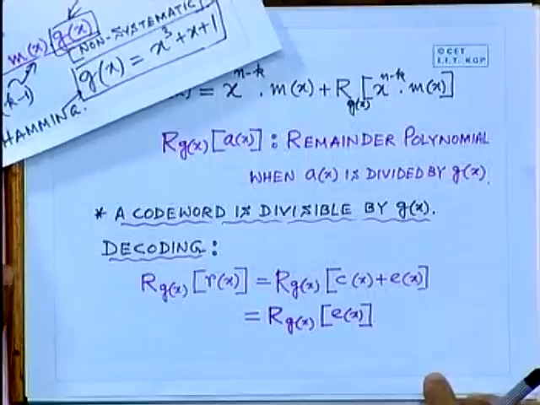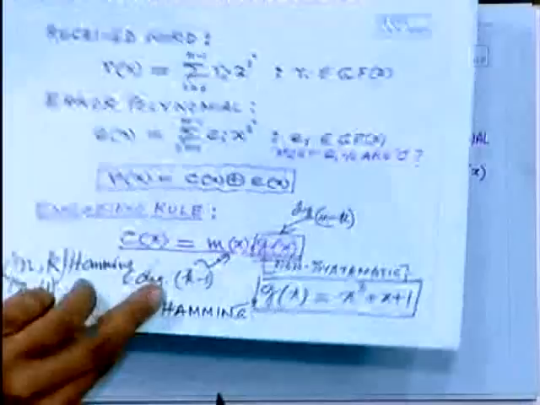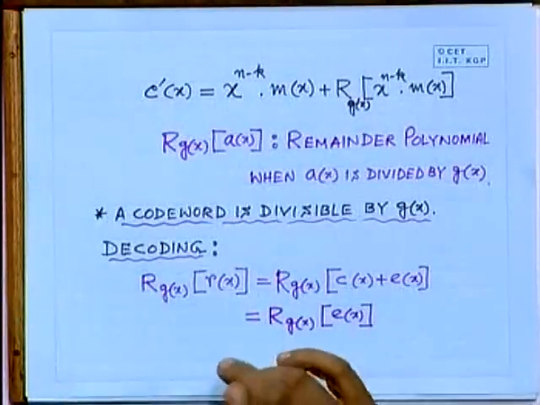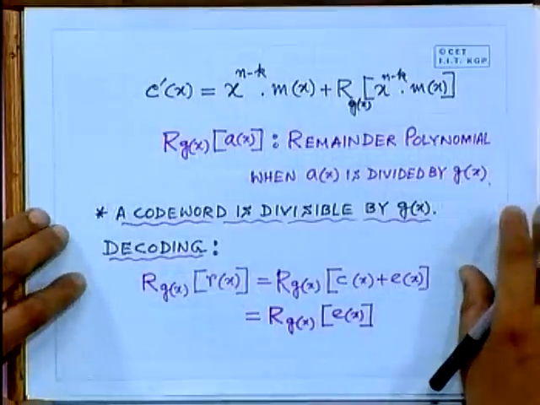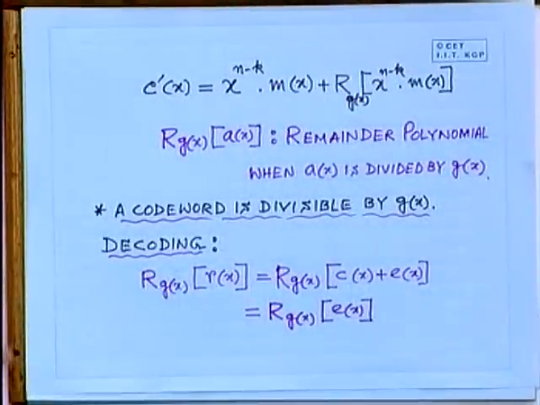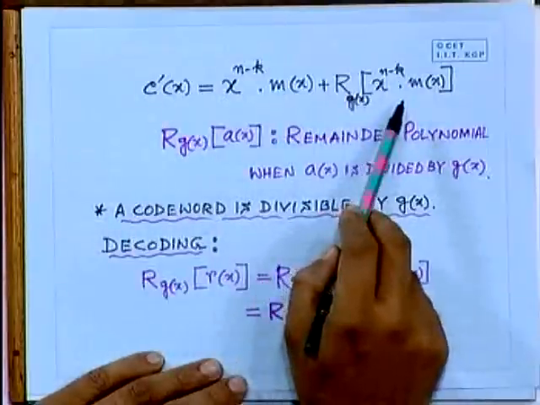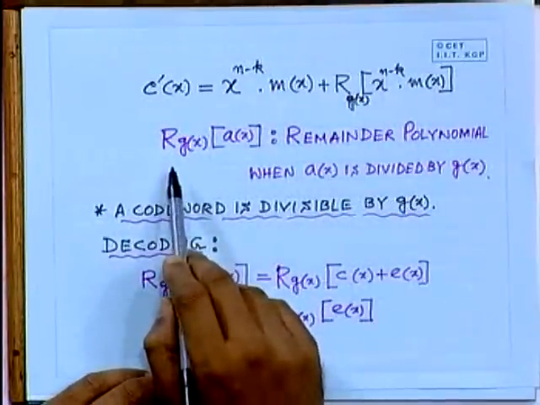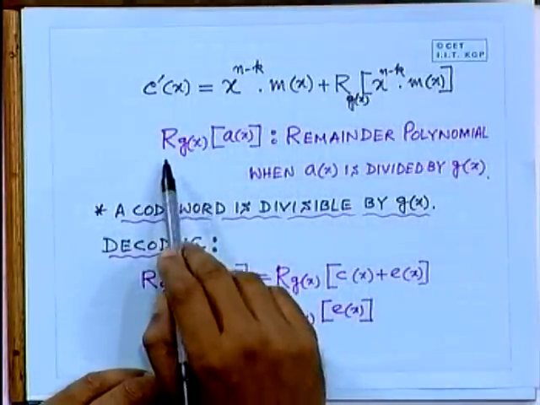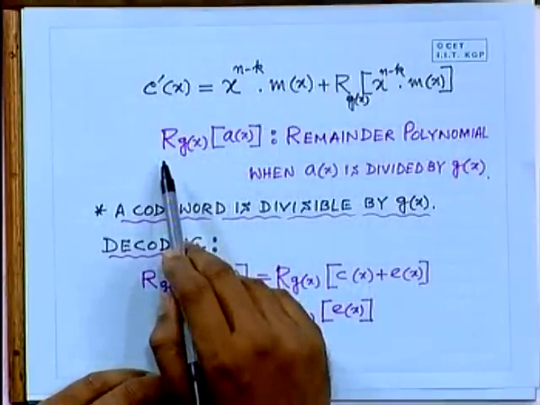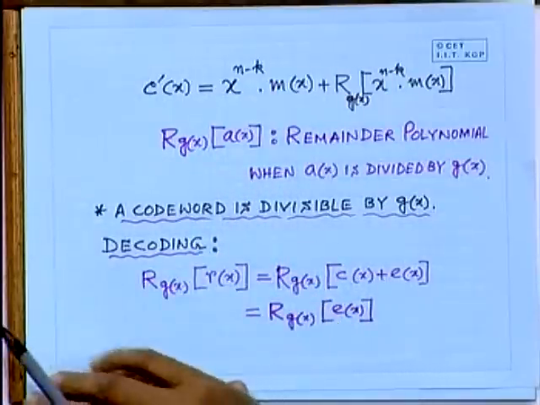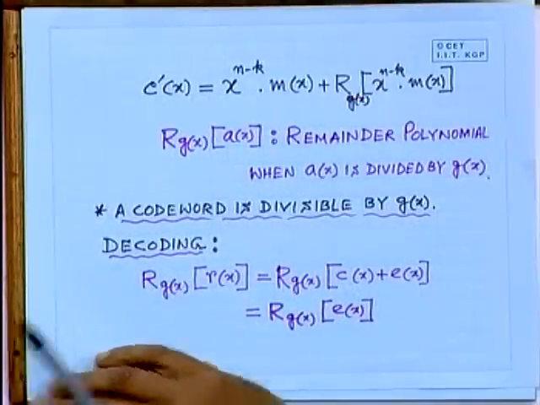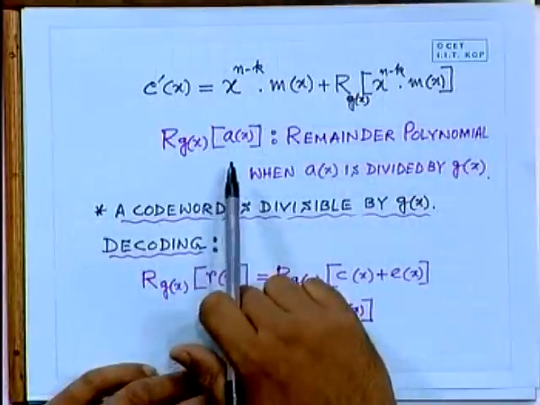So the encoding rule in the simple form was a direct multiplication of two polynomials. Here is an equivalent form. It may be more desirable because it is in a systematic form, though in terms of power, error correction capability, etc., both are the same. In this expression, I have introduced an expression like this. This is read as the remainder polynomial when a polynomial ax is divided by the polynomial gx. Rax is the remainder polynomial when ax is divided by gx.